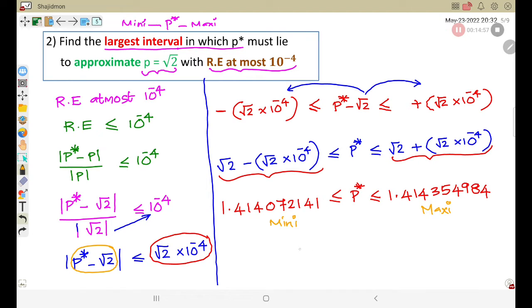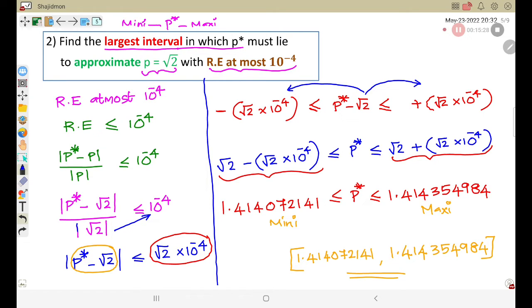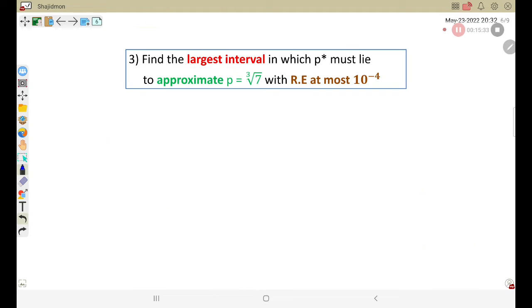Or we can write the interval. First the minimum number, 1.414072, comma, the maximum side, 1.414354984. So this is the largest interval in which P star must lie to approximate the P number, root 2. I hope it is clear. So the steps in both questions are similar, only the numbers change in the questions. Now we will practice the next question.